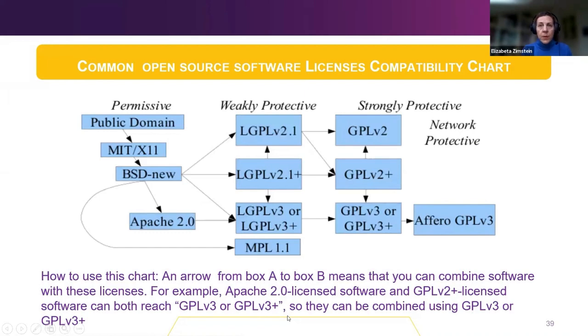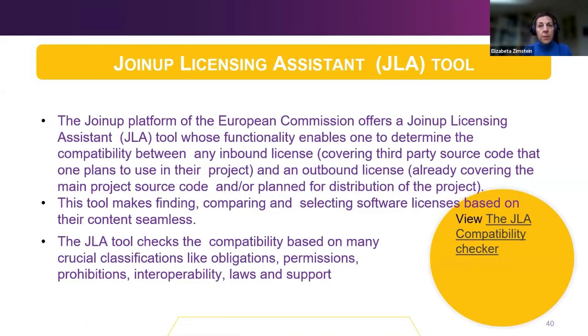The common open source software license compatibility chart is presented here. Any arrow from one box to another box means that you can combine software with these licenses. To determine the compatibility between licenses, you can also use the Join Up Licensing Assistant tool. The link is provided here in the yellow circle on the right side. The tool checks the compatibility based on many crucial classifications like obligations, permissions, prohibitions, interoperability, laws, and support.